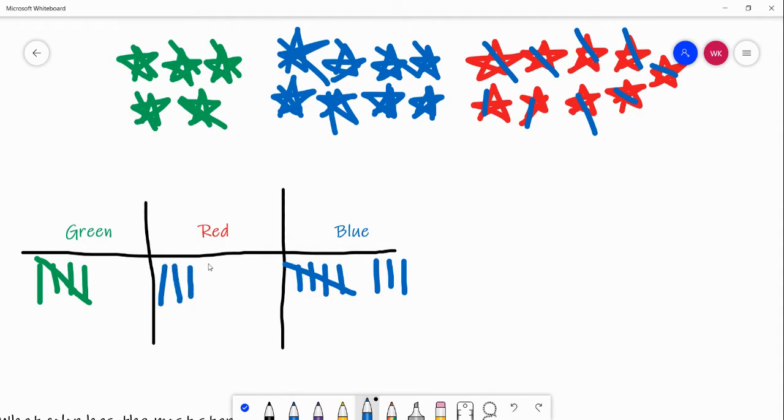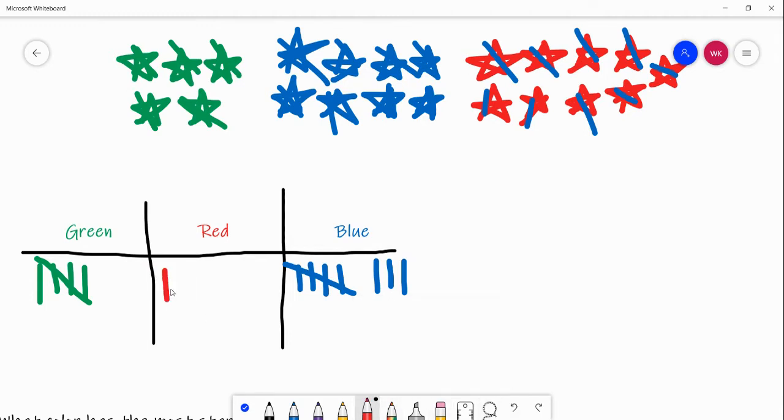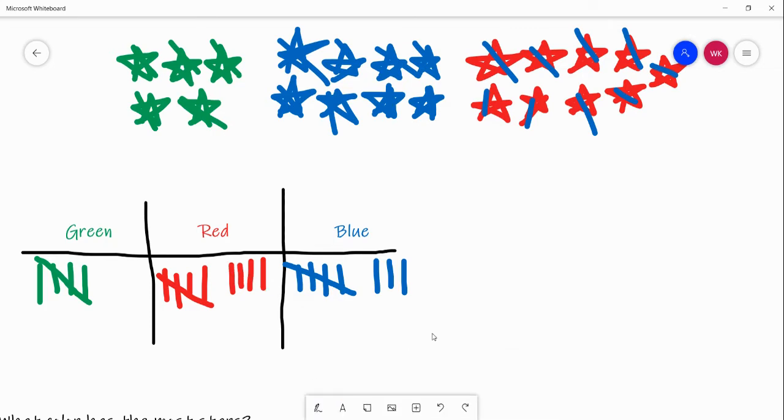So we have 1, 2, 3, 4, 5. Actually, I want to make that red. All right, so we have 9. 1, 2, 3, 4, 5 is always diagonal. 6, 7, 8, 9. So every group of 5 is going to be diagonal. So if we had 10 in this one, then you would put that diagonal. But we don't. We have 9, so we're not going to do it on that one.